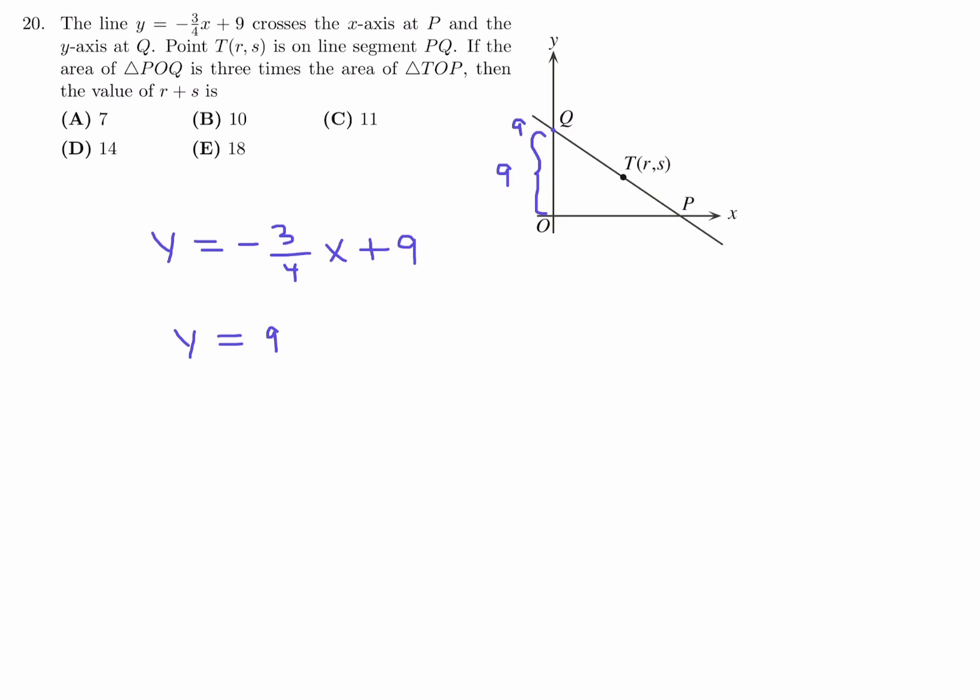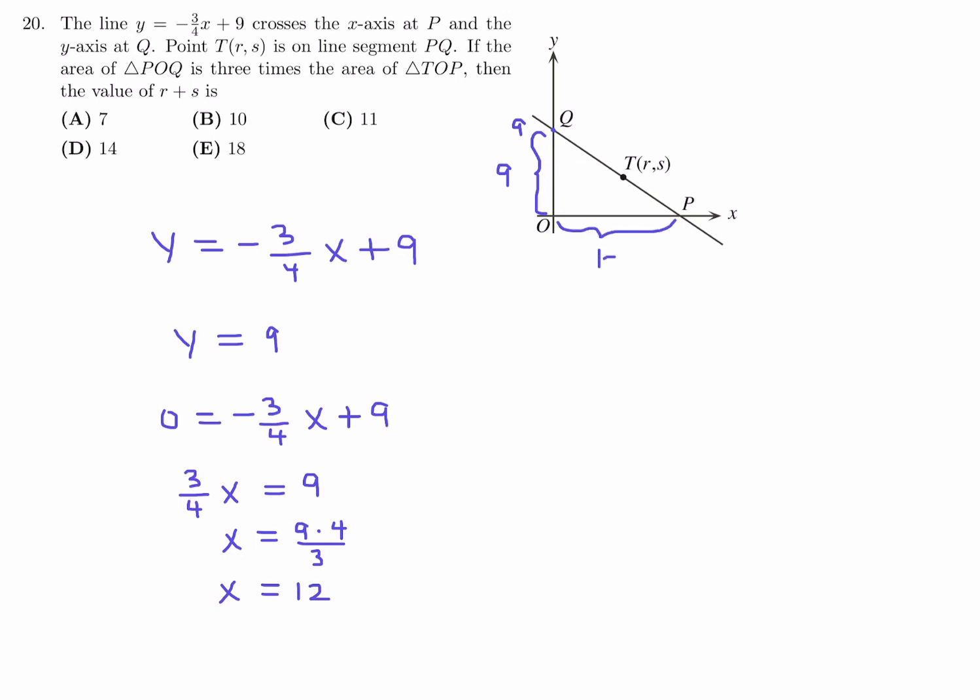Now I find the x-intercept: set y to 0, and you get the following. Bring the 3/4 over to the other side, and then x is therefore equal to 9 times 4 divided by 3, and that looks like 3 times 4, which is 12. So this distance is 12.